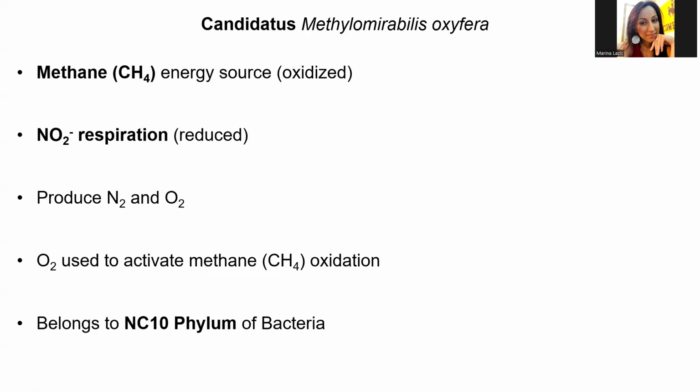Oxifera is Candidatus Methylomirabilis oxyfera. Oxifera will be enough. I will never know how to pronounce the full name. They use methane as an energy source, analogous to ammonium in Anammox, but they also respire nitrite and they produce nitrogen and oxygen. Think about that. These guys produce oxygen, but oxygen is only used to activate methane oxidation, which makes these organisms anaerobic because they do not respire oxygen, and they belong to this NC10 phylum.